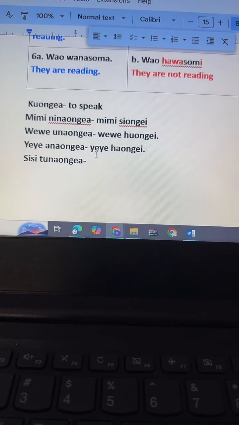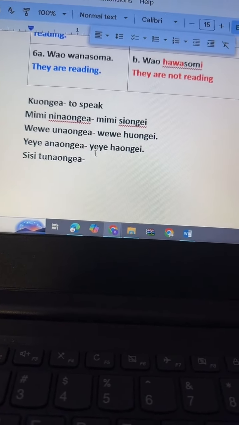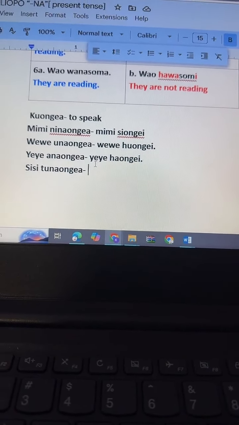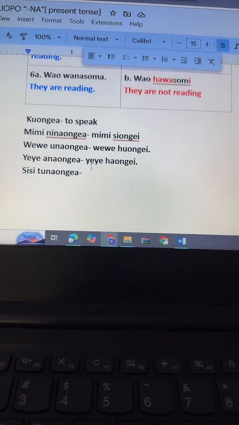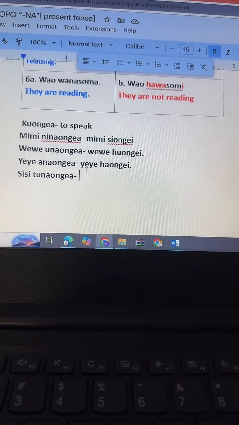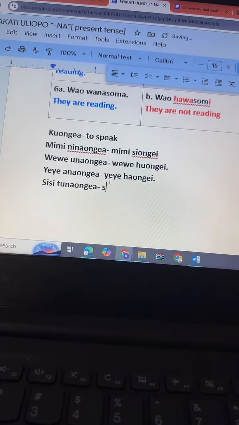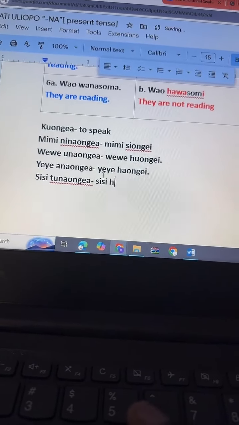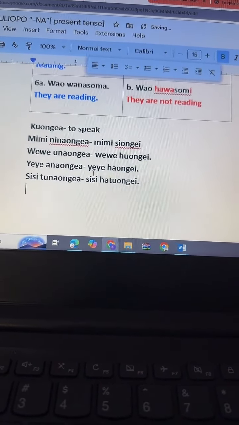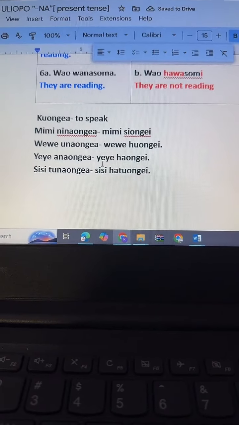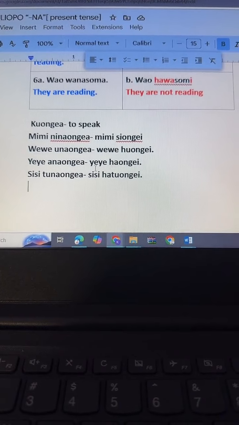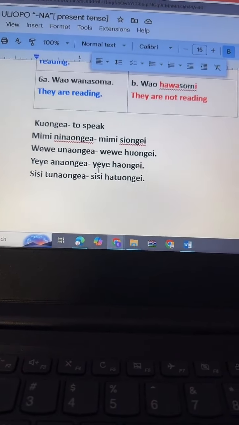Asante sana dada Hamdi. Yeye haongei. Vizuri sana. What about sisi tunaongea? Abdul, sisi hatuongei. Vizuri. Sisi hatuongei. Vizuri sana. What about this? Yes, ndiyo, asante sana dada Kathy, dada Francis. Sisi hatuongei. Asante sana.